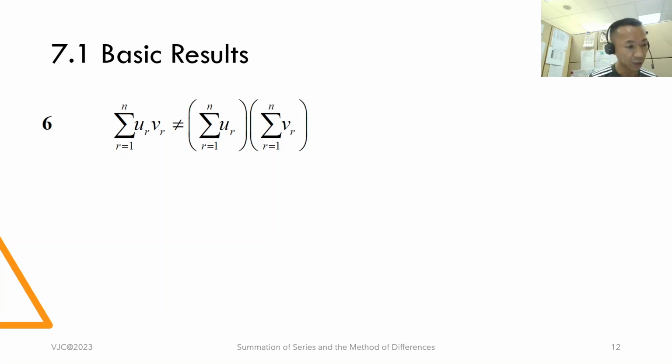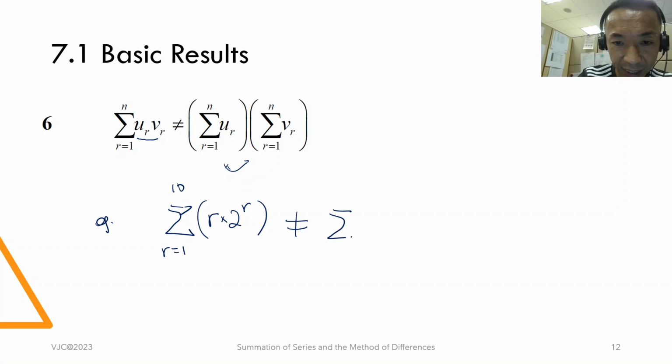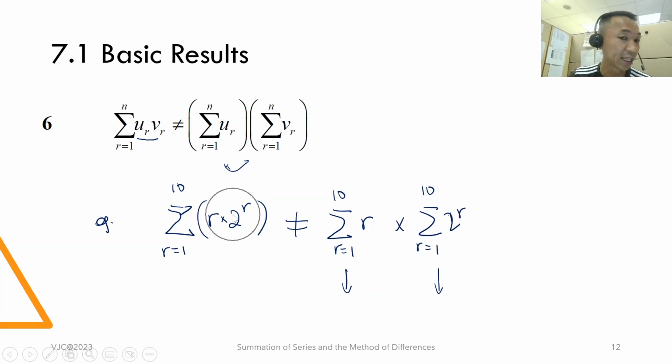One very important result here: just because a summation has a multiplication, you cannot split it up like that. I'll give you a simple example. Let's say you have r times 2r, like that. You cannot simply say this is the sum of r from r equals 1 to 10 times the sum of 2r. Because if you write it out, don't believe, you try, you write it out. You write the 10 terms here, you write 10 terms here. You have 10 terms times 10 terms, you will get 100 terms. When actually here, you only have 10 terms and they are not the same.